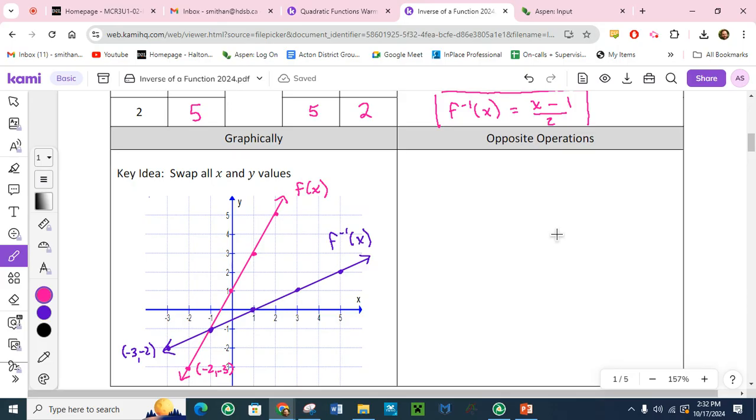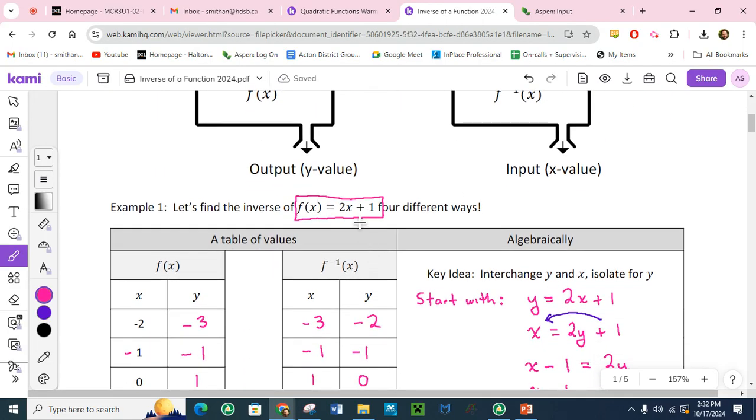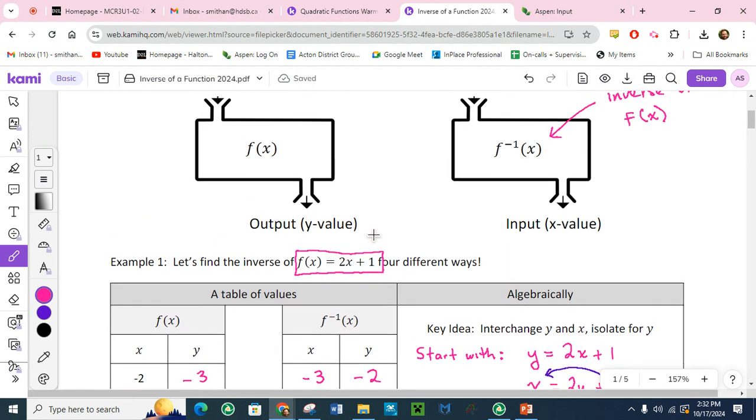And then you could also just use your knowledge of BEDMAS and opposite operations to come up with the inverse too. So check this out, guys. Think about the original equation. What do you do to x in order to get y? Like if you put an x value into this function, what does it do inside this machine to spit out y? Well, would you guys agree? The first thing it does is it multiplies x by 2. And then the second thing it does is add 1. That's the two things, right? Multiply x by 2, and you add 1.